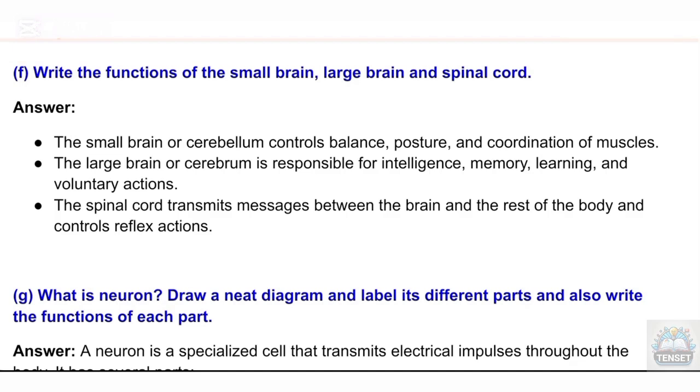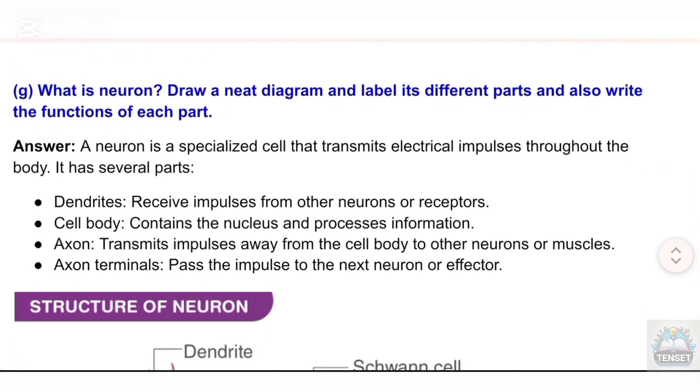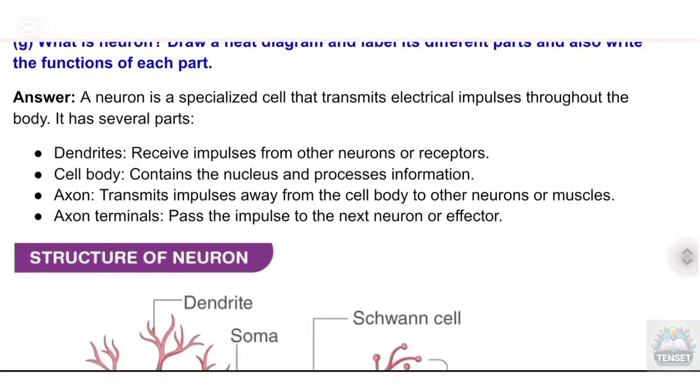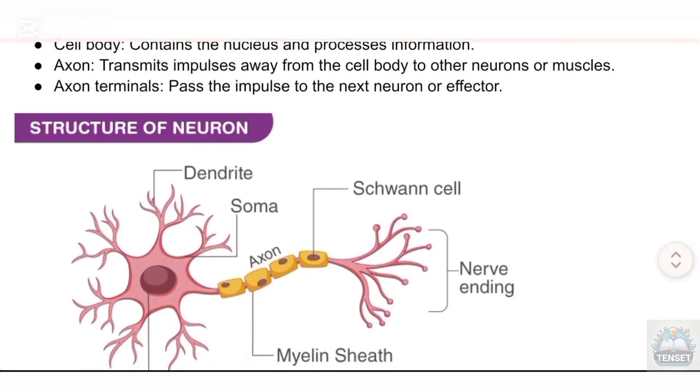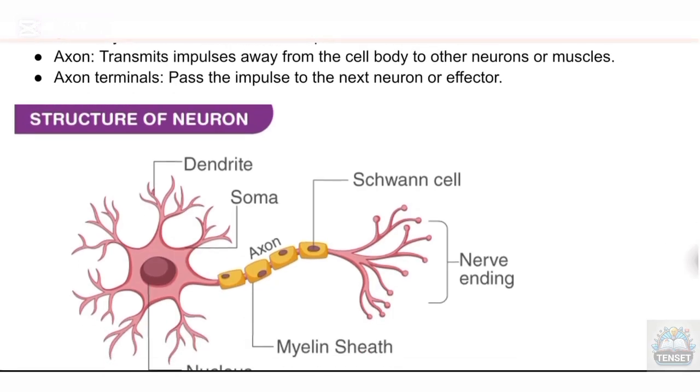G. What is neuron? Draw a neat diagram and label its different parts and also write the functions of each part. Answer. A neuron is a specialized cell that transmits electrical impulses throughout the body. It has several parts. Dendrites receive impulses from other neurons or receptors. Cell body contains the nucleus and processes information. Axon transmits impulses away from the cell body to other neurons or muscles. Axon terminals pass the impulse to the next neuron or effector.